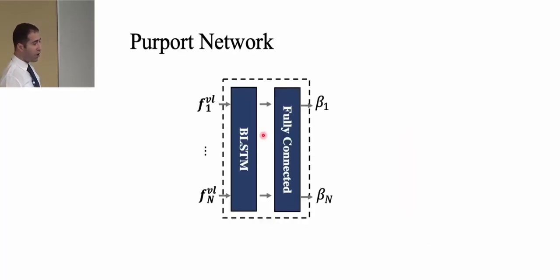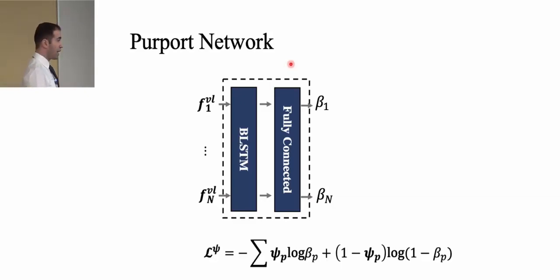In our Purport network, we take all the visual language features that we could generate using our previous component. We process them using a bidirectional LSTM, and a fully connected layer assigns a representativeness score to every single clip in a way. We also, at this point, want to find out whether a description has to be included in the summary or not. So it's a binary classification problem. Another binary cross-entropy objective is introduced here.